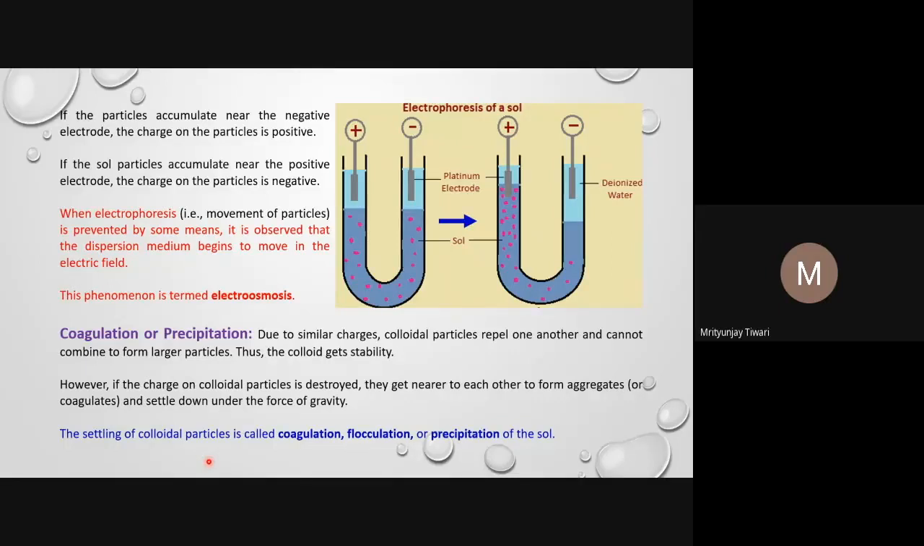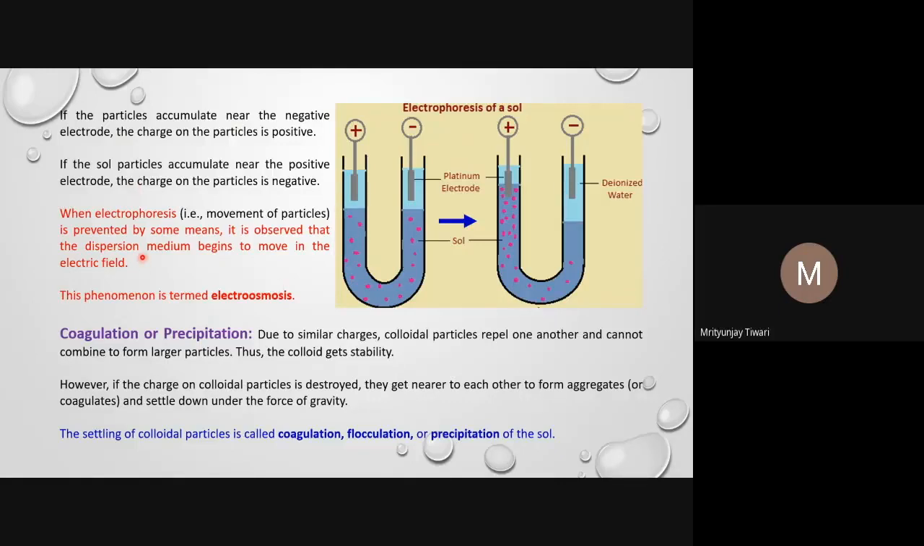So if the particles accumulate near the negatively charged electrode, it means the particles must be positively charged, and so the colloid contains positive charge. In that case, one can infer that. And if the small particles accumulate near the positive electrode, it means the colloidal particles carry negative charge, and that is why they get attracted to the positive electrode, or they move towards the positive electrode. So this is what one can infer.